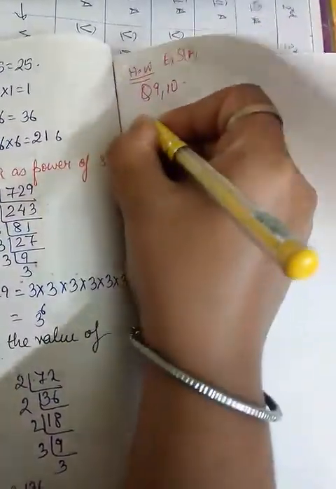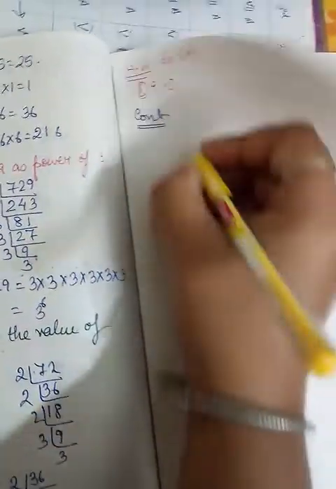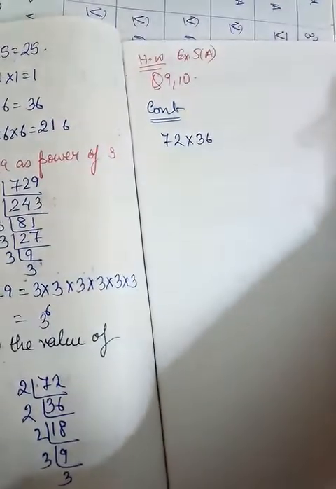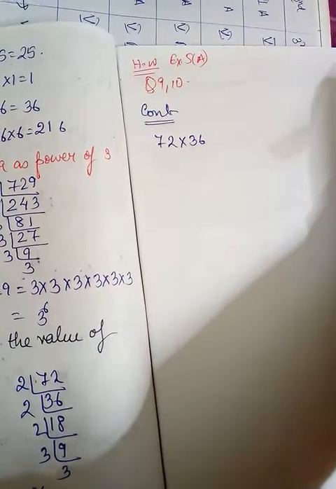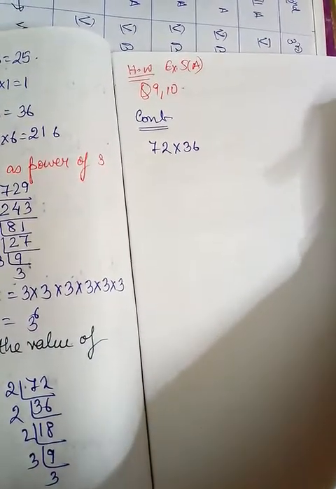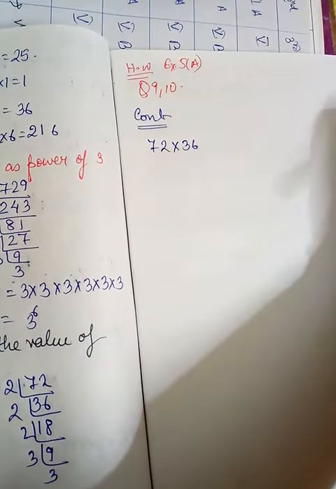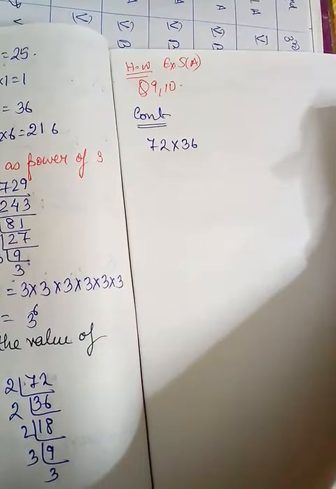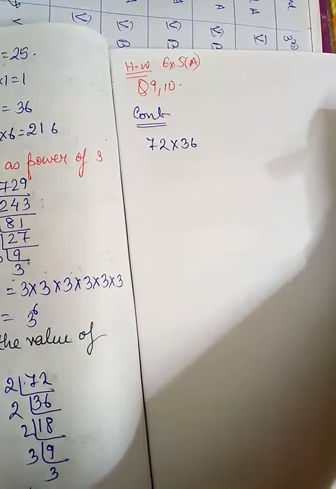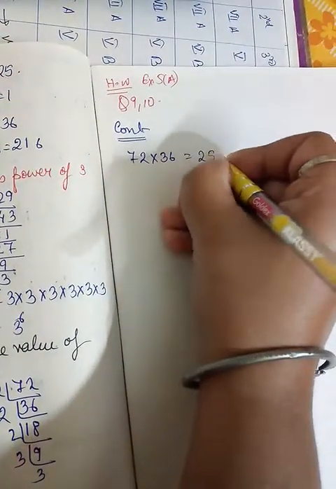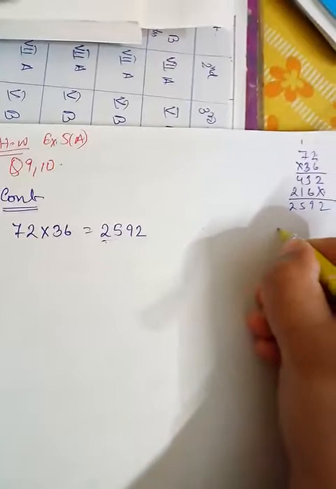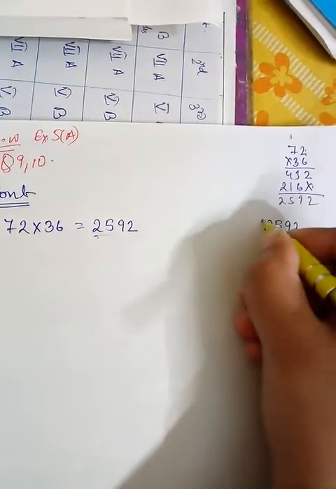I'm just writing continued and explaining what we will have if we write 72 into 36. If we multiply 72 into 36, the product is 2592. So this is equals to 2592. The next step will be to find the prime factorization of 2592.